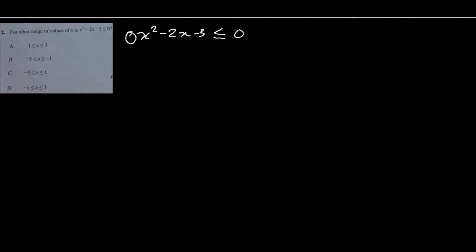Question number 2. They're asking for what range of values of x this is less than or equal to 0. So x squared minus 2x minus 3 is less than or equal to 0. So we are aware that the leading coefficient is positive. That means the graph of this will be going up. So if somehow we find the two x-intercepts of that graph, the graph between those two will be less than 0. That's the requirement. So let's find the zeros by making it equal to 0 first.